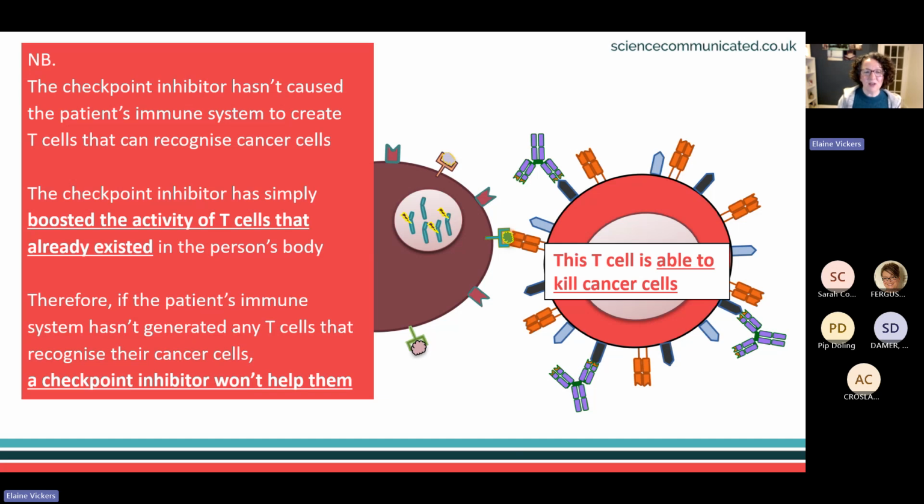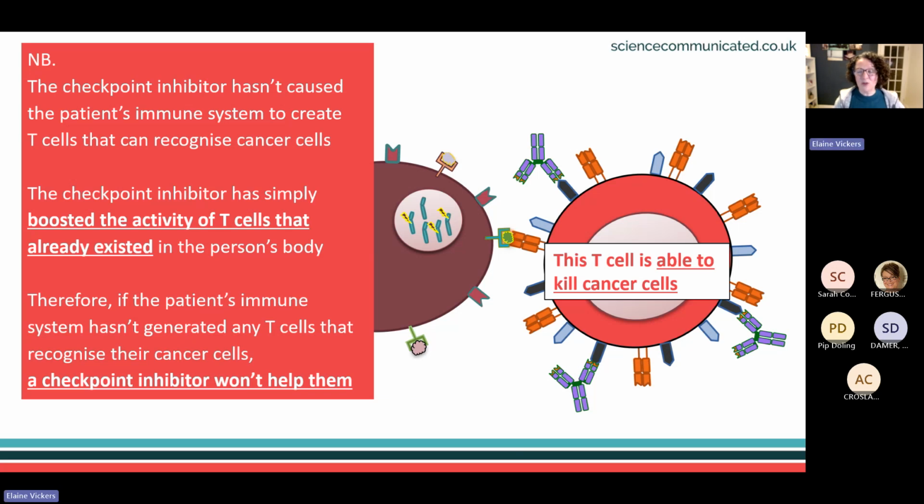If their cancer cells contain relatively few but large-scale mutations, and there are no neoantigens on the cancer cell surface, this approach won't work. So there's lots of people for which checkpoint inhibitor immunotherapy is not effective because their cancer cells have never led to the creation of cancer-fighting T cells. And you can't boost what doesn't exist. If there are no cancer-fighting T cells, then there's nothing for your checkpoint inhibitor to do that's useful.